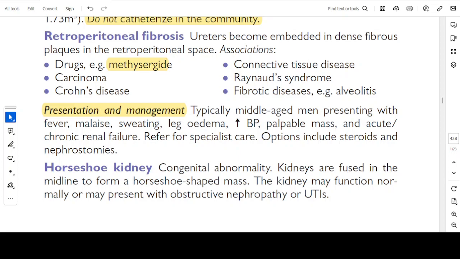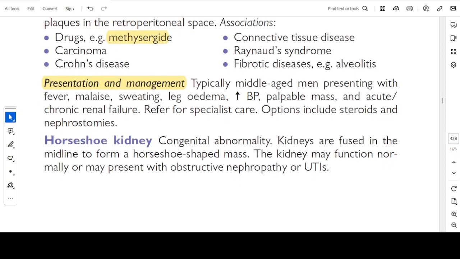Horseshoe kidney. A congenital abnormality. Kidneys are fused in the midline to form a horseshoe-shaped mass. The kidney may function normally or may present with obstructive nephropathy or UTIs.